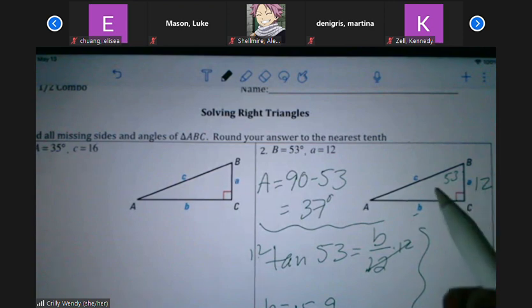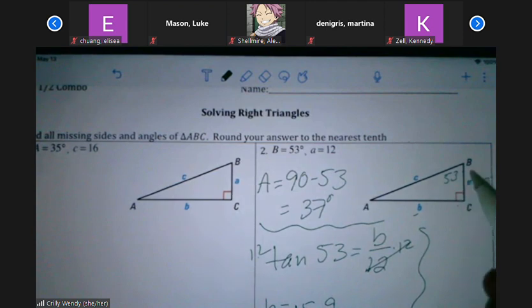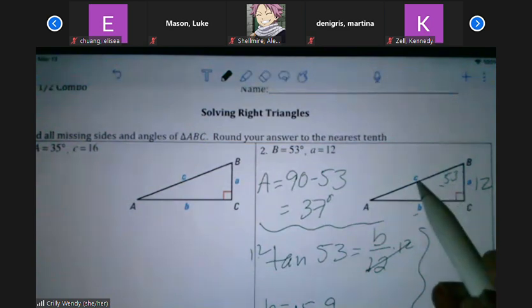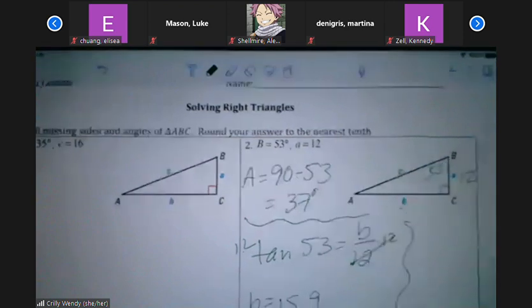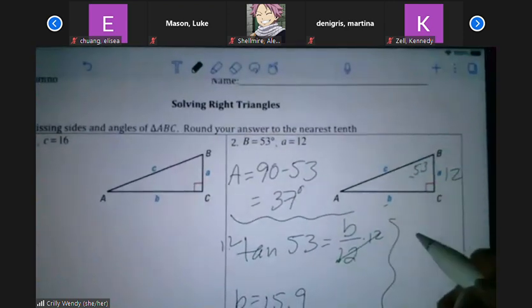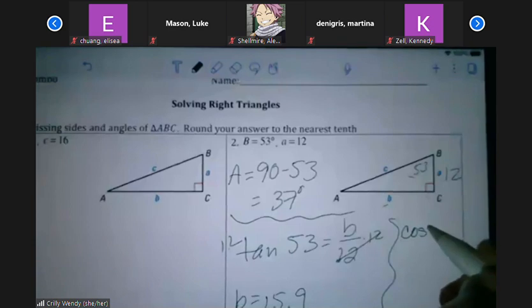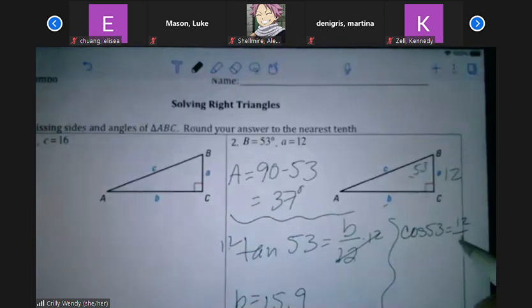All right, so I still need C. So I'm just going to go back to this 53-degree angle. Looking at the 53-degree angle, I have the adjacent leg. I need the hypotenuse. Adjacent and hypotenuse, that is cosine. So cosine of 53 equals 12 over C.